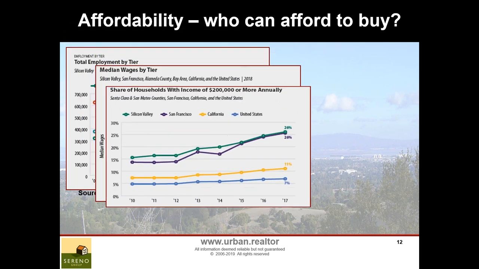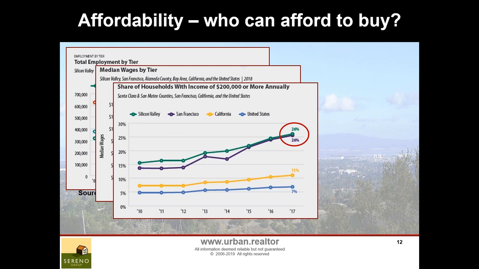If we look at household income, particularly in our area where we have a lot of households where both husband and wife are working, we see that about 26% of households in Silicon Valley are making over $200,000. So we start to get a feeling that there are enough people in this area making enough money that they can afford the kind of payment.